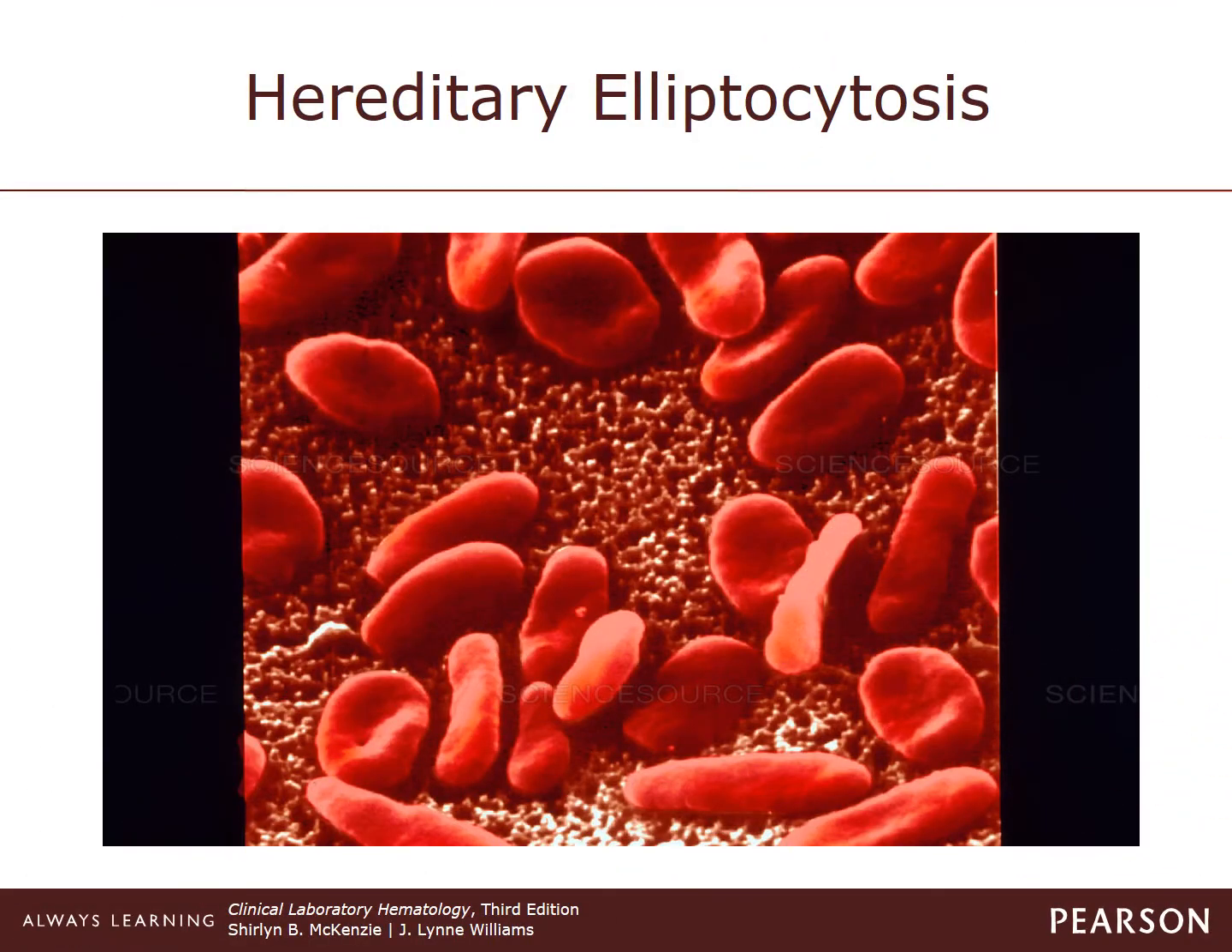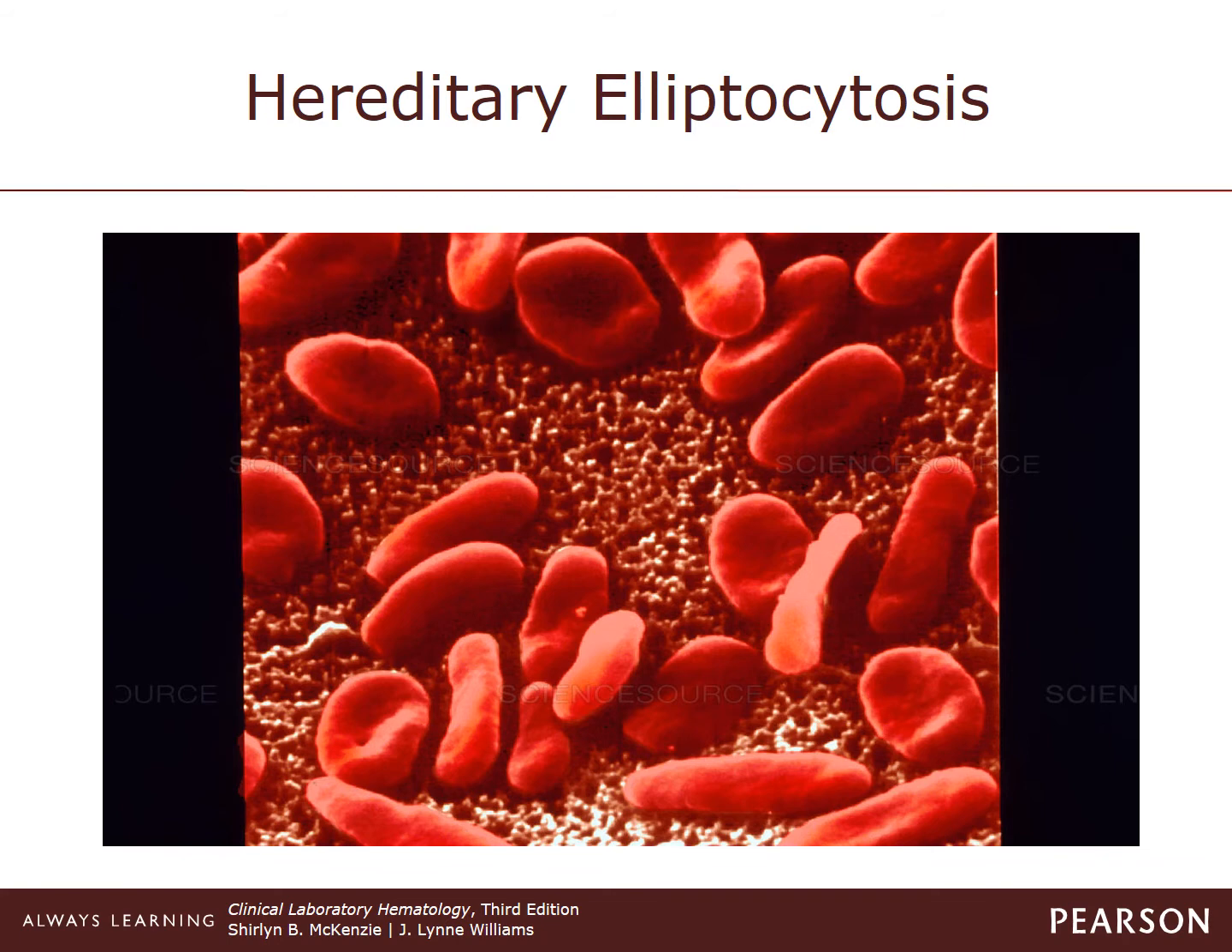Now, next, let's move on to hereditary elliptocytosis. Here you have an autosomal dominant inheritance. It's a worldwide incidence. It is a heterogeneous form, and the degree of hemolysis, again, depends on the severity. And the prominent cell finding that you're going to find in the blood picture would be an elliptocyte.